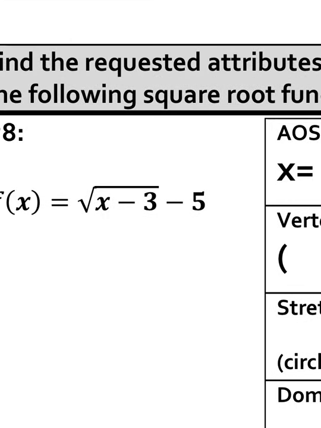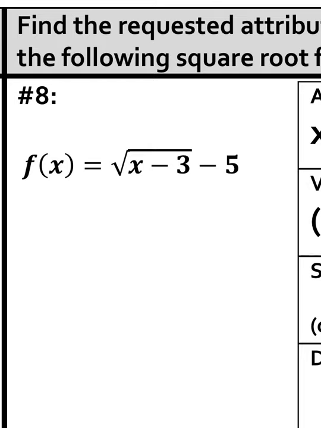Okay, number 8 is all about the square root function. F of x equals the square root of x minus 3, minus 5. And you're going to want to plug this into the y equals part of your graphing calculator, right? So f of x means y equals, so you're going to plug in square root of x minus 3 minus 5. Make sure that the minus 5 is on the outside of the square root, because otherwise it messes everything up and centers your vertex at a weird spot. Okay, so go ahead and get that plugged in right now. Pause the video. And we're back.